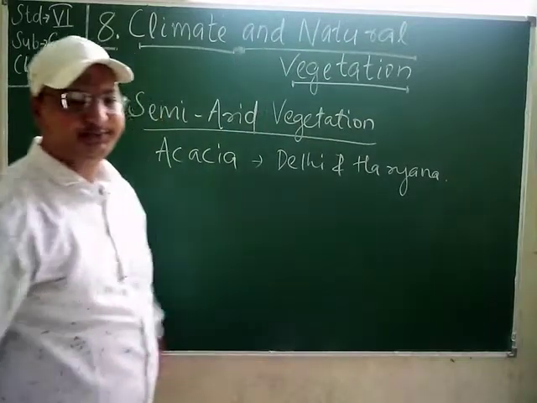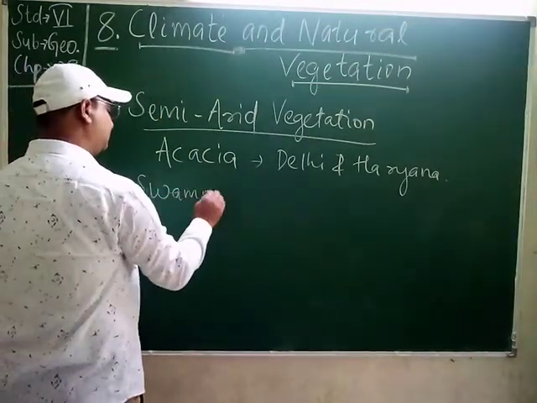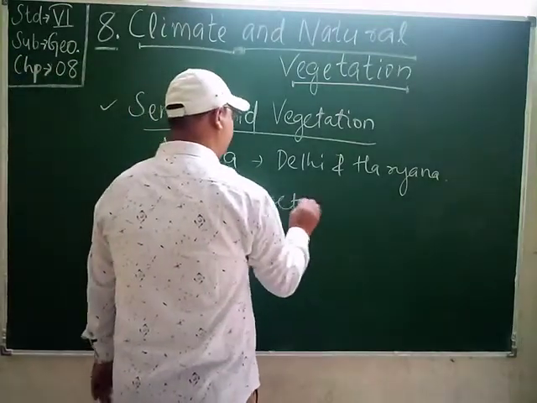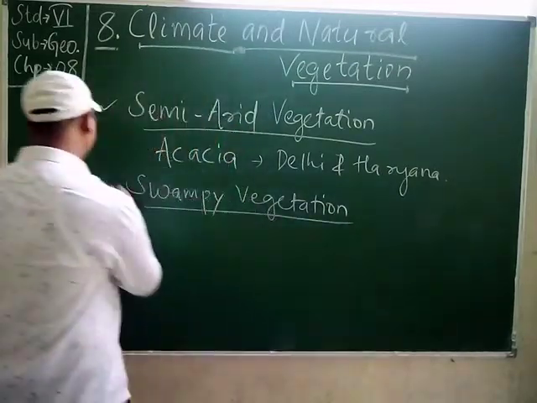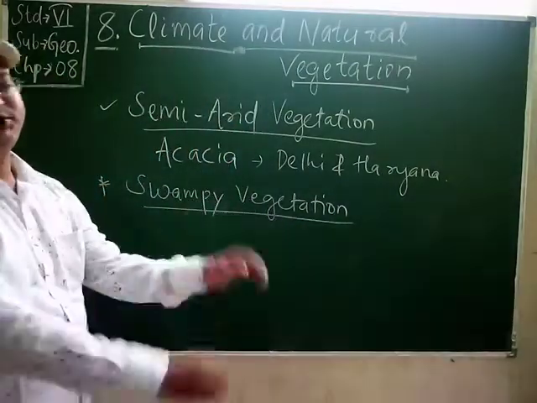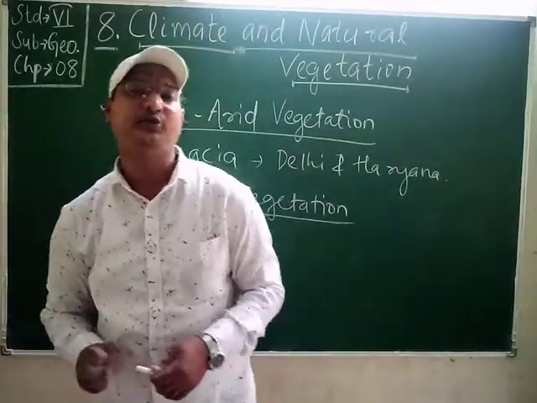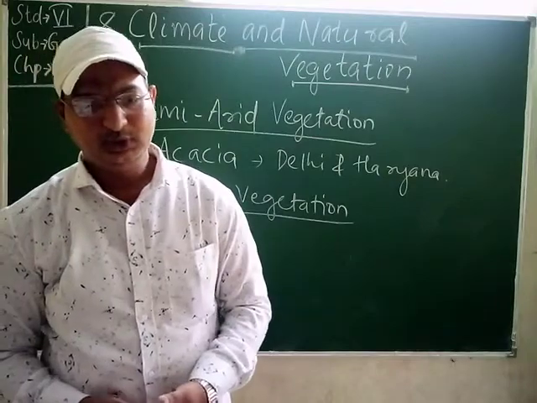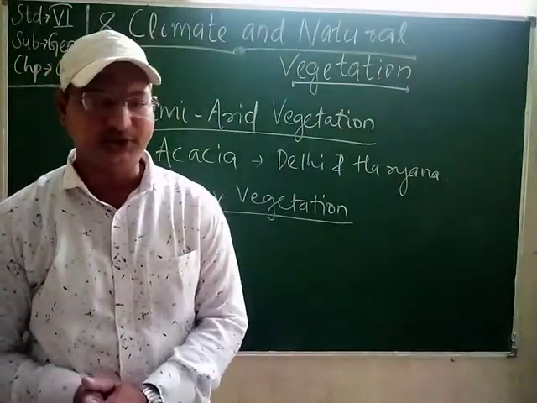Students, after this, swampy vegetation. It is spread over the vast swampy delta of the Ganga and Brahmaputra. Then there are mangrove forests, swamps and forest islands in a network of canals and streams in the Sundarbans area.